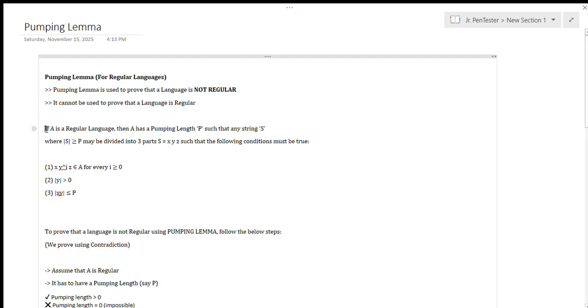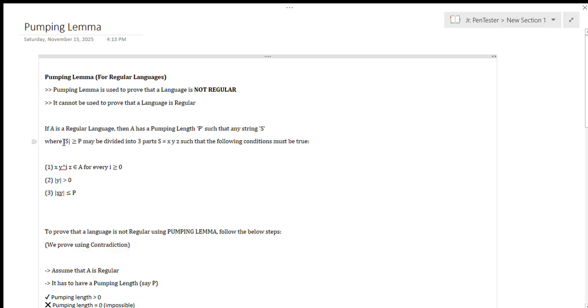Now, moving on to the conditions of the pumping lemma. Assume that we have a language A that is a regular language. Then A will have a pumping length P such that any string S where the length of S is greater than or equal to the pumping length may be divided into three parts, S equals XYZ, such that the following conditions must be true.